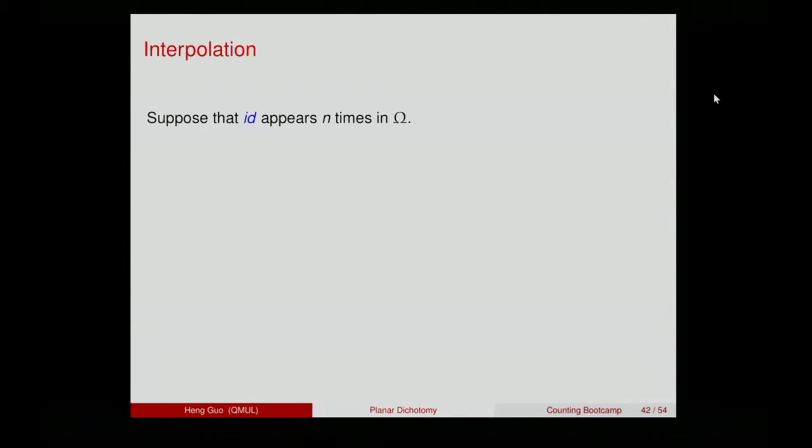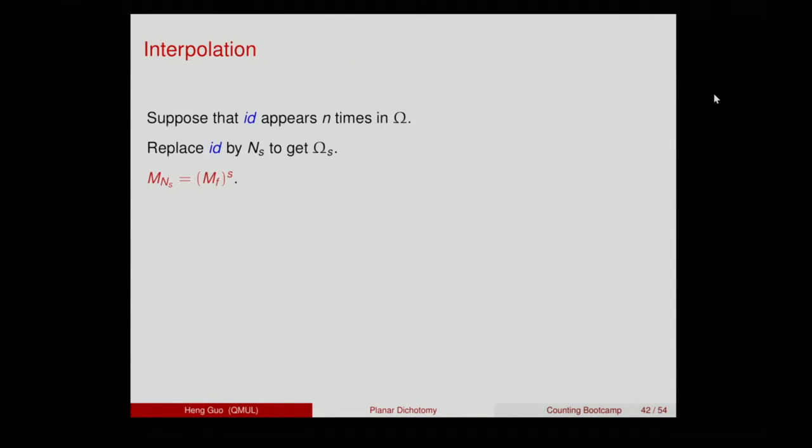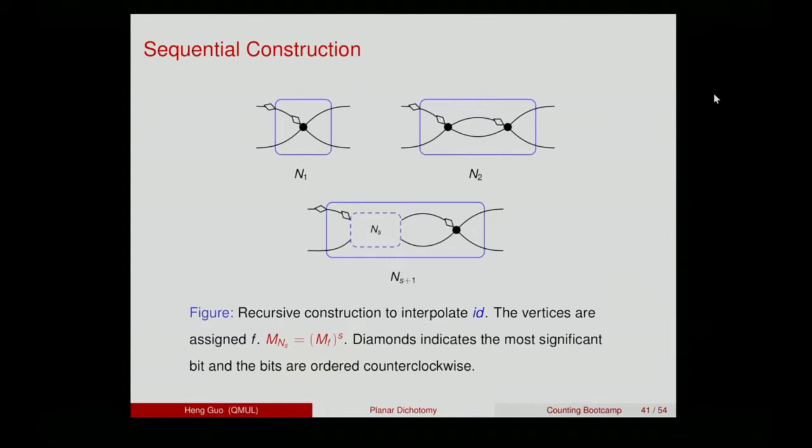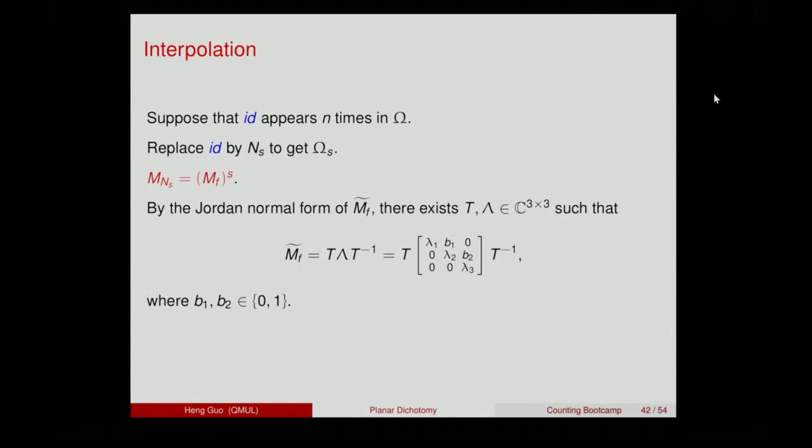Omega is basically the graph G plus the labeling. And we want to replace this identity by the gadget. So by this gadget we obtain here, but we have an index s. So when we repeat this construction s times, we get some instance called, say, omega s, and the matrix is just this to the s power.